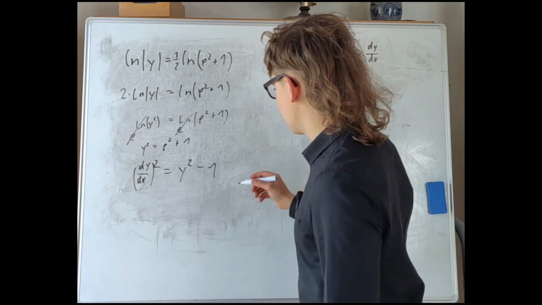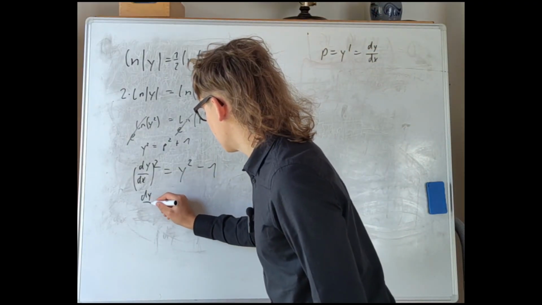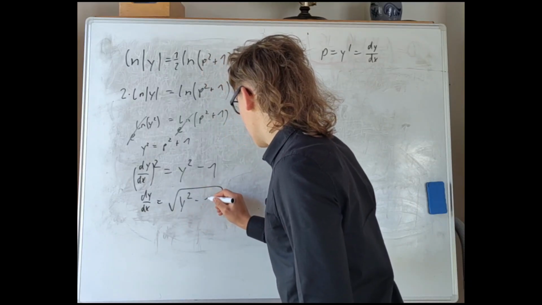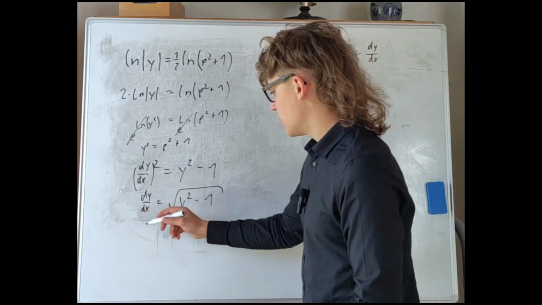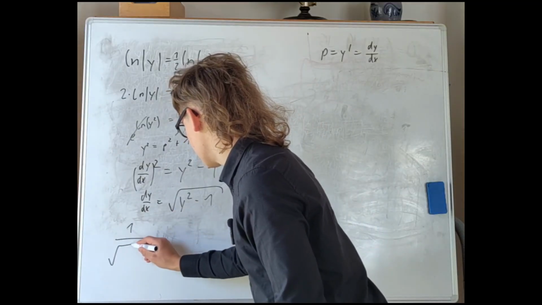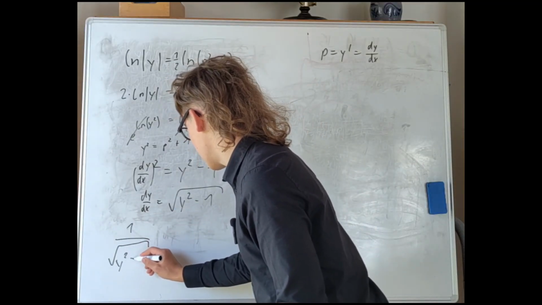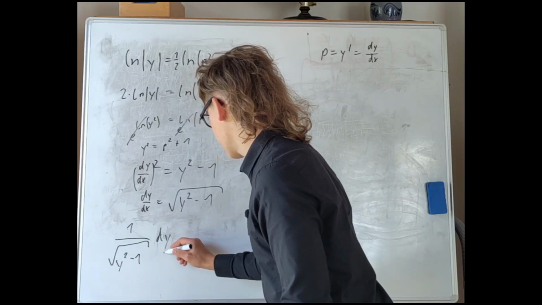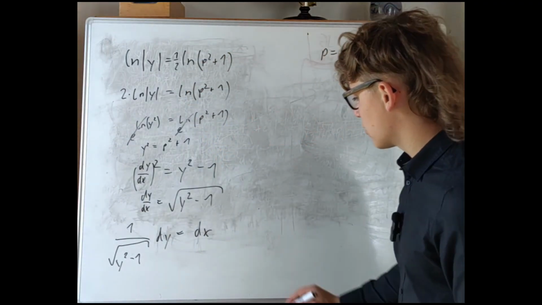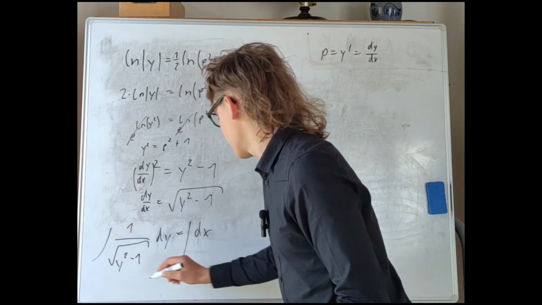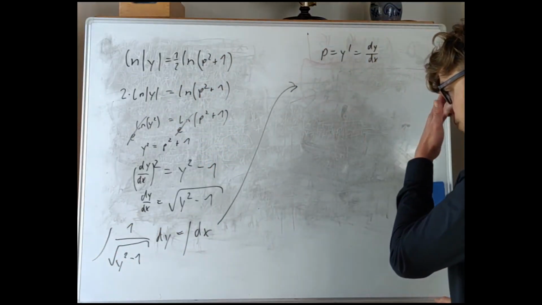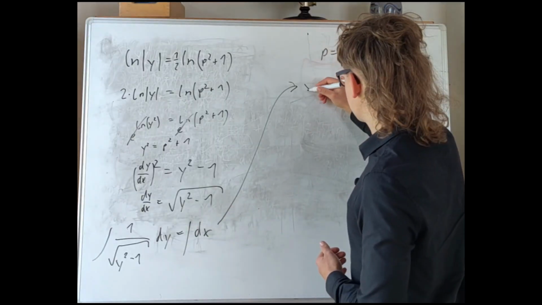Now we square root both sides, so dy over dx is equal to the square root of y squared minus 1. And now we separate the variables again, so we get 1 over the square root of y squared minus 1 dy equals dx. So of course now we integrate both sides again. So let's do that real quick. Of course this is just x.